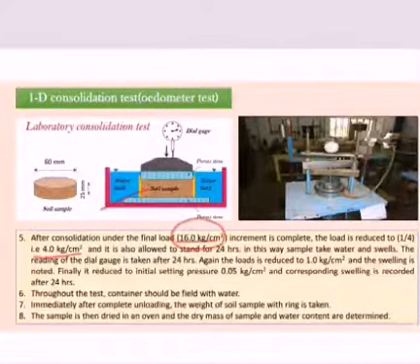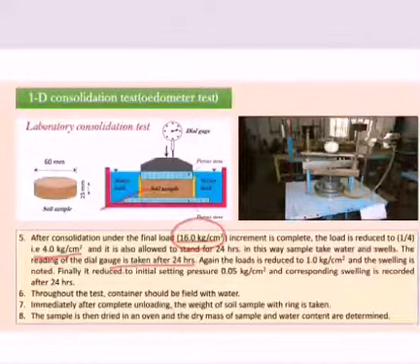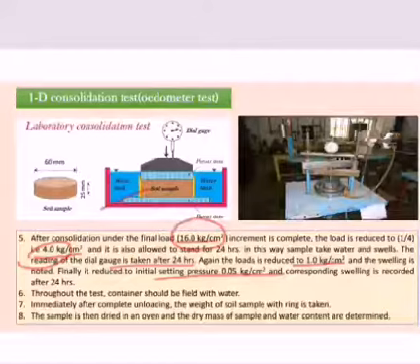The swelling of the soil is recorded after 24 hours. Again, the load is reduced to 1 kg per centimeter square, that is 1/4 of 4 kg per centimeter square, and the swelling is noted after 24 hours. Finally, it is reduced to the initial seating pressure, that is 0.05 kg per centimeter square, and the corresponding swell is recorded after 24 hours.